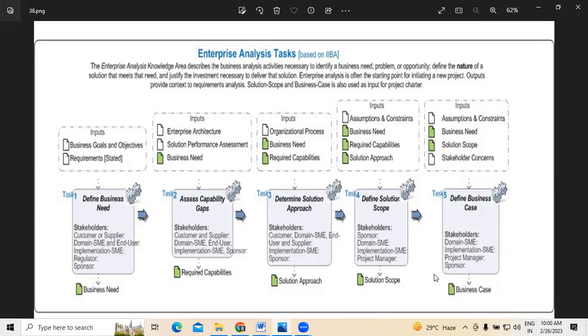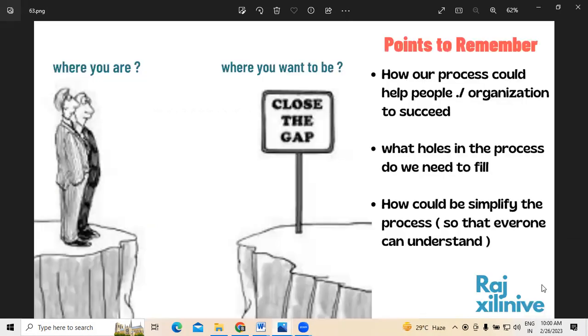So when you are trying to assess the capability gaps, you need to understand the existing state followed by the proposed or the future state, whatever you can call it. Some people say proposed, some people say future state. So assessing the capability gaps is between what you are and what you want to be. This is what it is, right? Where you are and where you want to be. To fill the gap, whatever work you do is what we call capability gaps.